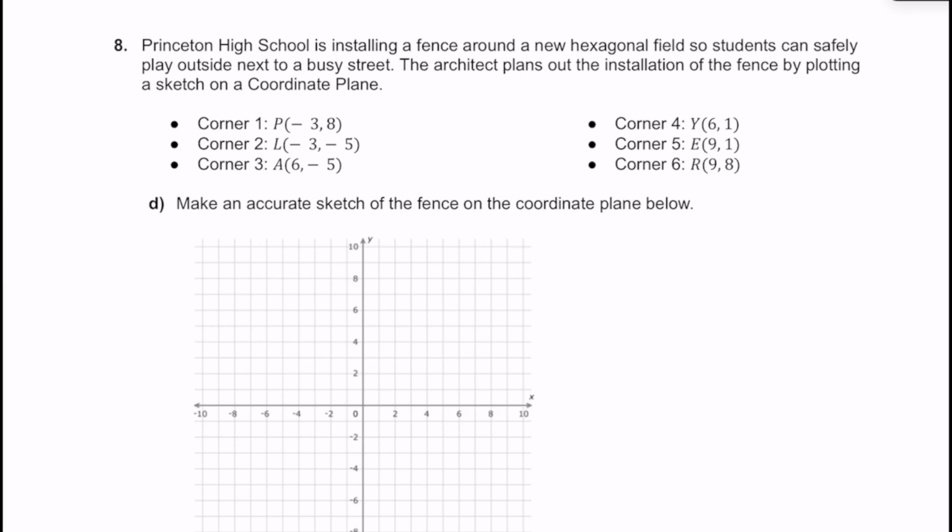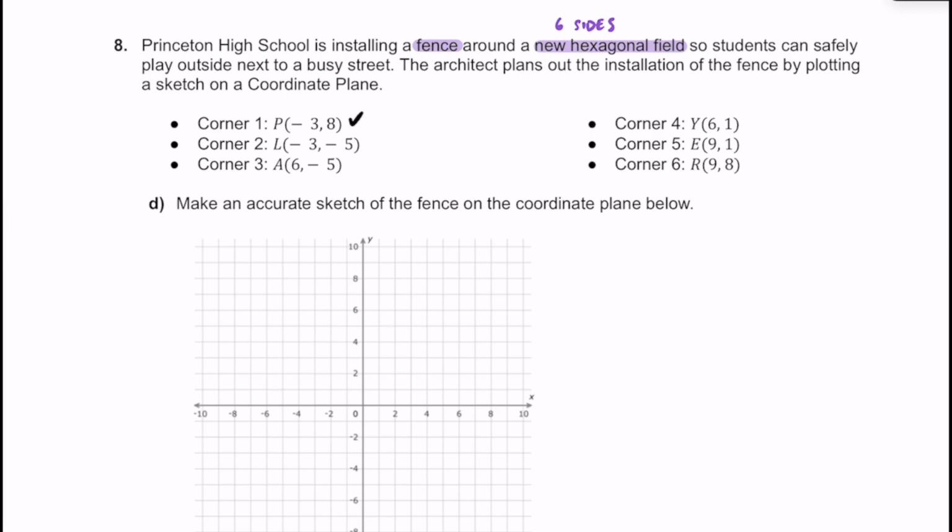So it looks like Princeton High School is installing a fence, so it's very similar here, and it's going to be around a new hexagonal field. If it's hexagonal, that means it's going to have 6 sides. I'm going to write that down. Students can safely play outside next to a busy street. They're going to be installing this fence and sketching it on a coordinate plane here. So very similar to the last one, we just have 6 points or 6 corners instead of 4. Let's plot these down.